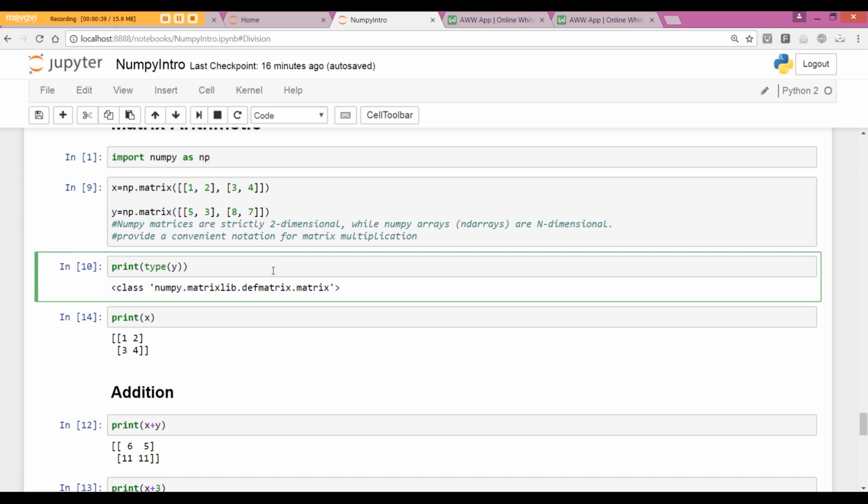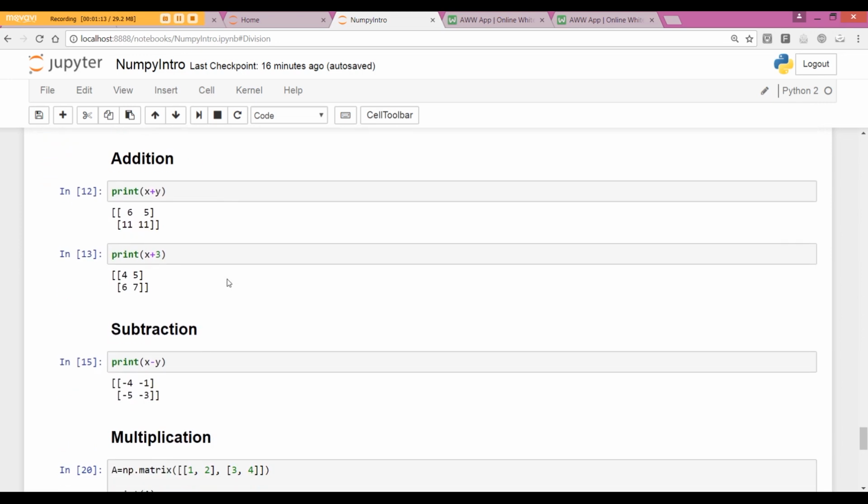it is a numpy.matrixlib.defmatrix.matrix, and this is not an ND array. And while many of these matrix computations can be carried out on ND arrays, it is advisable to create matrices which are strictly two-dimensional as compared to the n-dimensional ND arrays, because the former, that is the Numpy matrices, provide a convenient notation for matrix multiplication, and they also allow us to carry out some matrix arithmetic specific tasks.